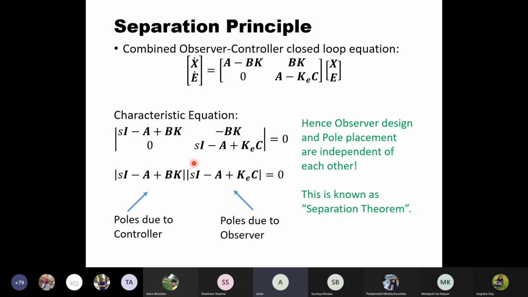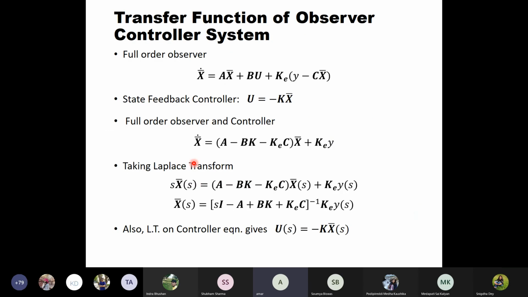Okay, and then lastly, let us try to find the transfer function of the observer-controller system. In the case of a full order observer, we have the equation x bar dot equals A x bar plus Bu plus Ke times y minus C x bar. And the state feedback controller is u equals minus K x bar. So the full order observer cum controller will be x bar dot equals A minus BK, since u is replaced by this term, minus KeC into x bar plus Ke into y. In this equation I put u equals minus K x bar, so I will have the full order observer and controller equations.